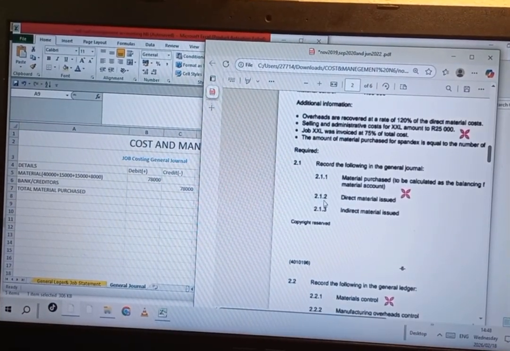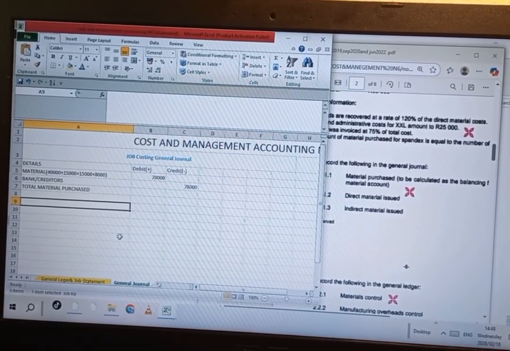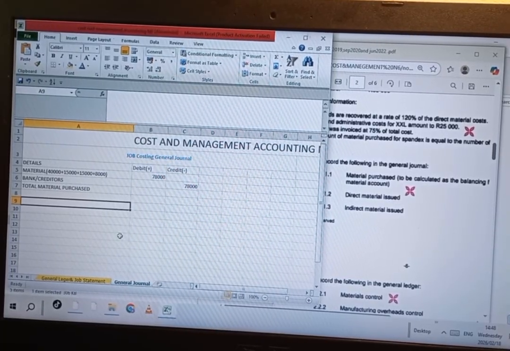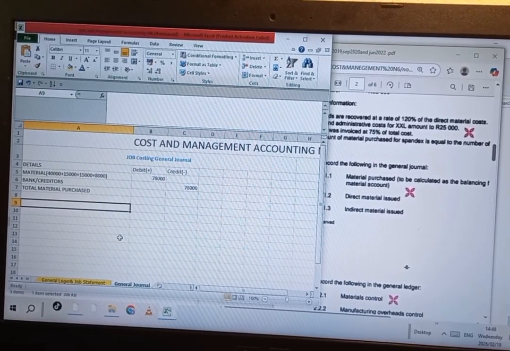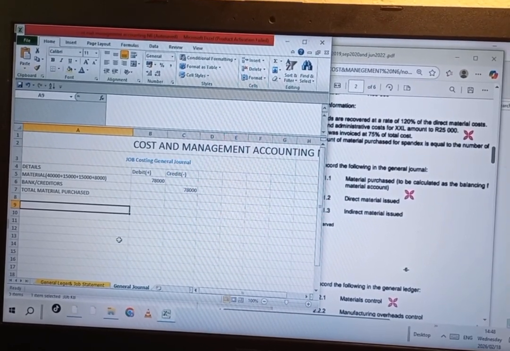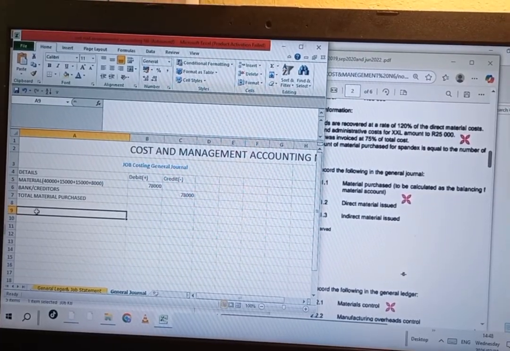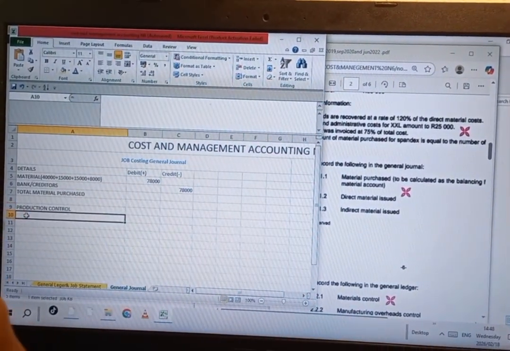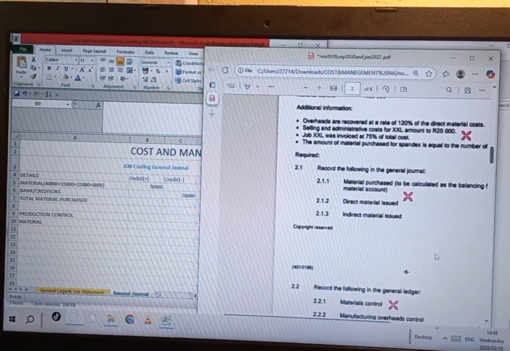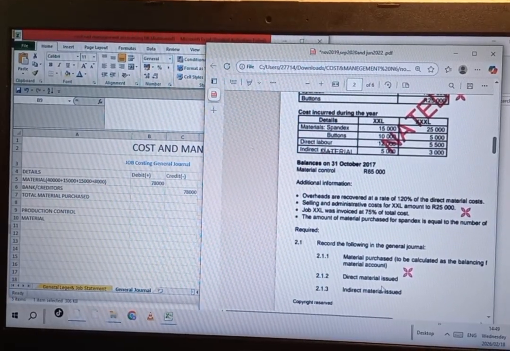2.1.2 says direct material issued. Now you need to know what account will be debited, what account will be credited. When the material is issued, obviously we are losing material. Our material account decreases, and then our production account increases because it's a direct material, meaning the account that will be debited is production control, and then the account that will be credited is material. So guys, now direct material issued.